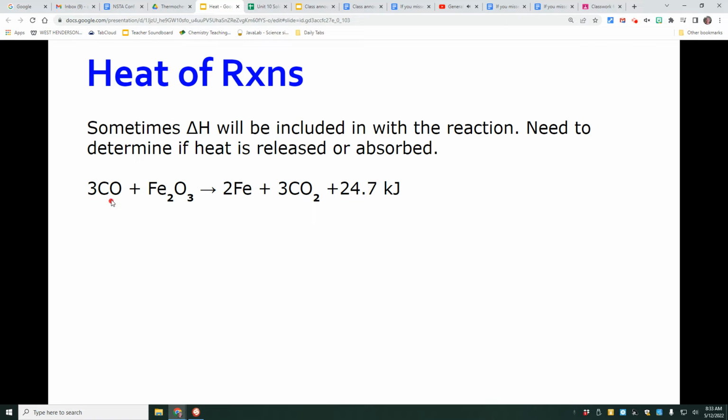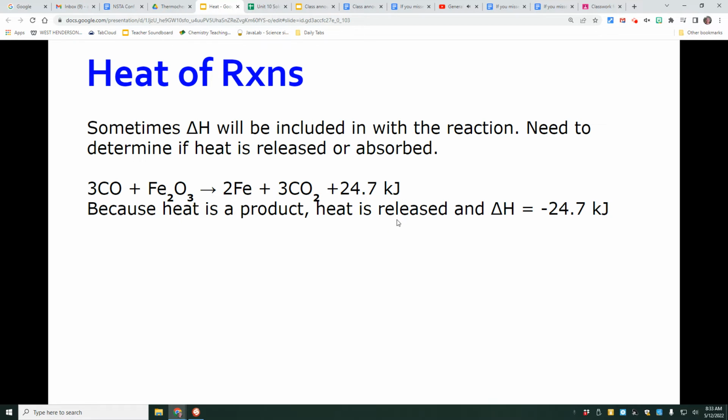So what we can look at here is that carbon monoxide and iron(III) oxide react to produce iron, carbon dioxide, and some heat. So heat is being produced here. And so this particular reaction is going to be exothermic. That heat is released. And when we write the delta H value, we have to put this little negative sign here because it is exothermic. That lets other people know that heat is going to be produced by this reaction.